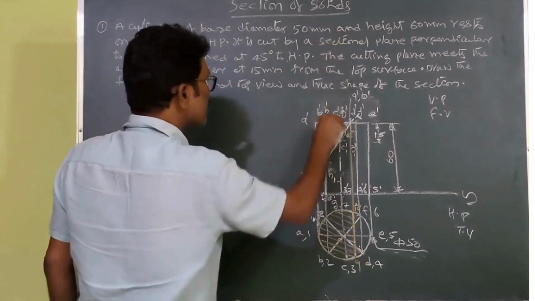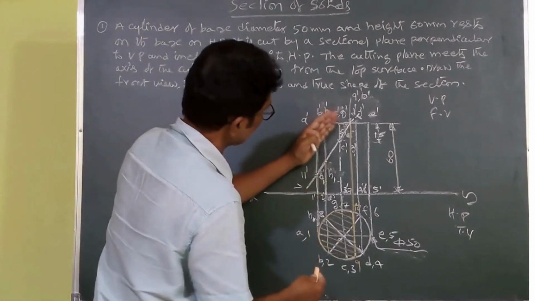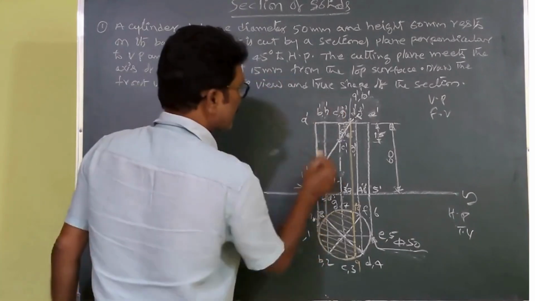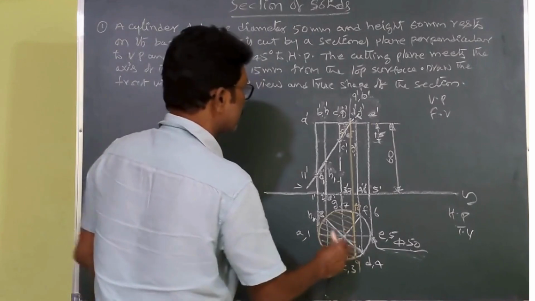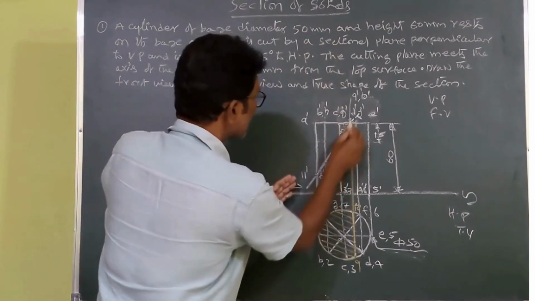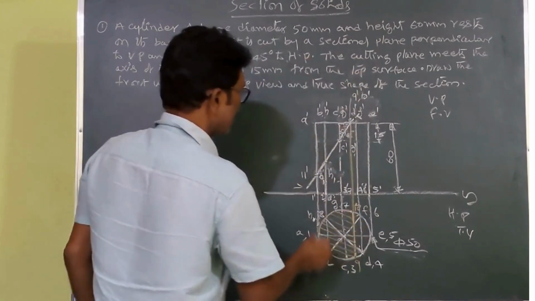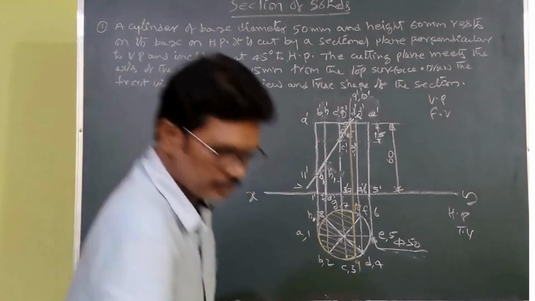The shape appears like this if you see in this direction, but this is not the true shape. To get the true shape of this cut surface, you have to see in the direction perpendicular to the cutting plane. This is not the true shape. If you see in this direction, the cutting surface is inclined, so the shape is reduced. Now we can develop the true shape.